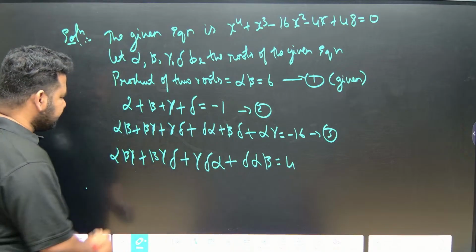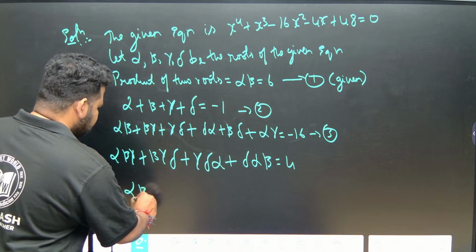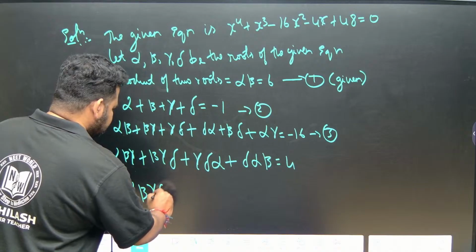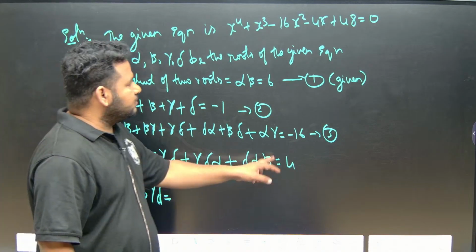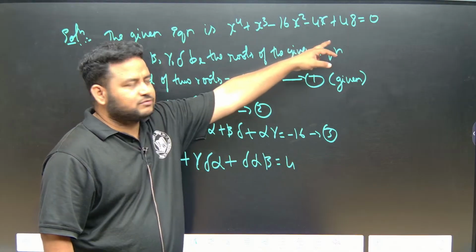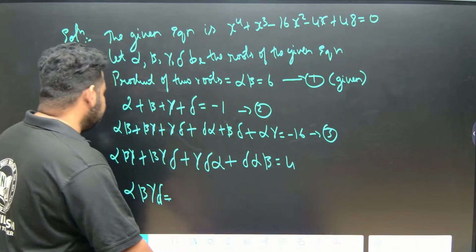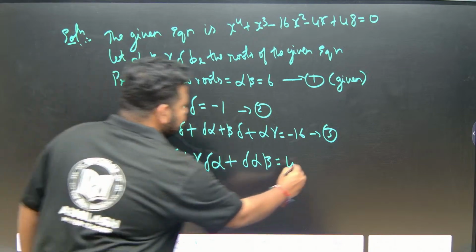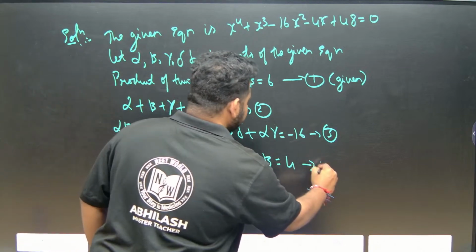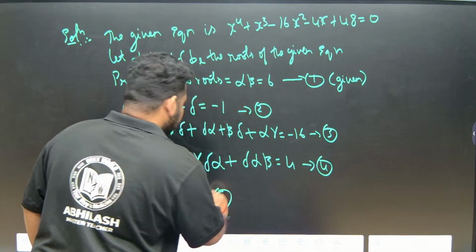Then we will take the product of all the roots. Alpha beta gamma delta is equal to what? This will become minus d by a, and the last one will become c by a. That is equal to 48. But we know that this is equation 2, 3, 4, and this is equation 5.